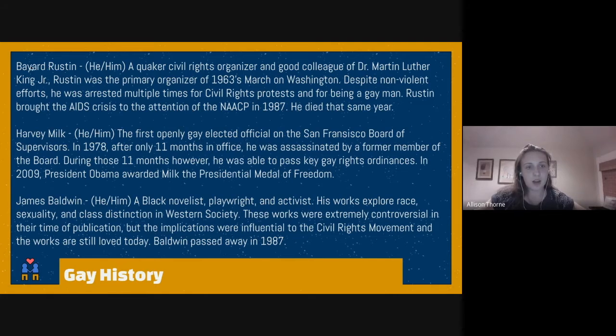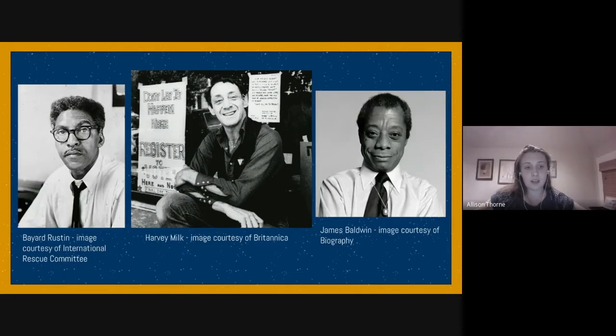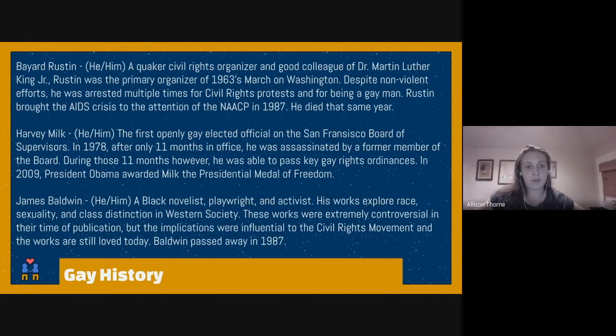Okay. The first person we have is Bayard Rustin. He was a Quaker civil rights organizer and a colleague of Martin Luther King Jr. He was one of the primary organizers of the March on Washington in 1963. And despite nonviolent efforts, he was arrested multiple times for participating in protests and for being a gay man. He brought the AIDS crisis to the attention of the NAACP in 1987, and that same year he died. There's a photo of him, but we're not done yet.